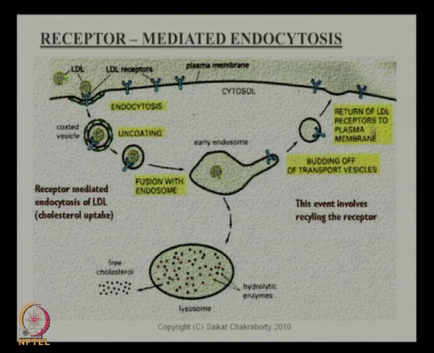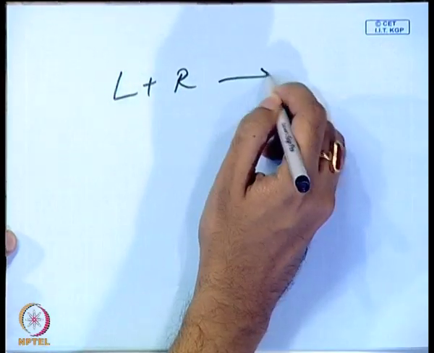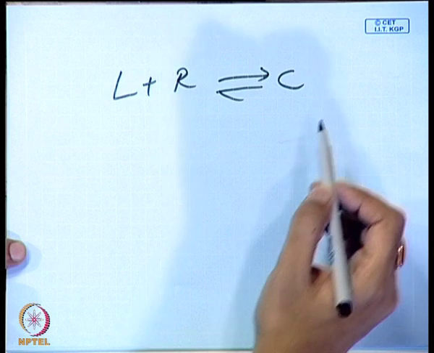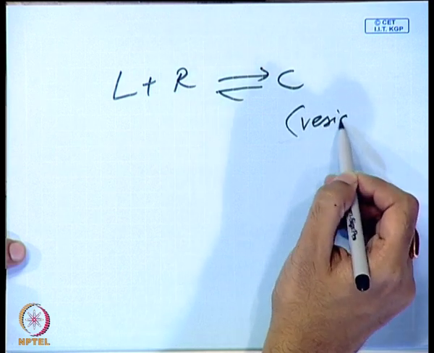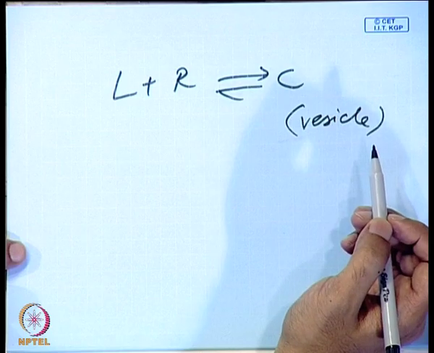Now, in the endosome, and I will discuss this, what happens is that there is a pH change in the endosome. As a result, whenever the receptor ligand binding process is taking place, what is the reaction? L plus R giving complex, right. So, in the vesicle you have this complex. The coated vesicle that you have gets uncoated, and you have the complex.